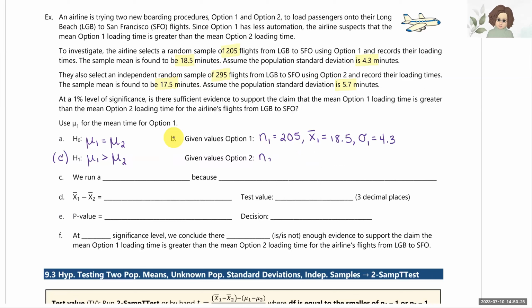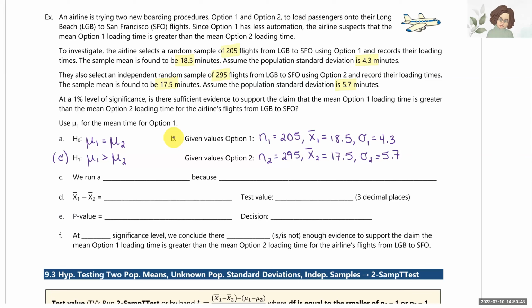And then option 2, so subscript 2 there, 295 flights. For that sample data, the mean was 17.5 minutes, and we're to assume that population standard deviation is 5.7 minutes for option 2.